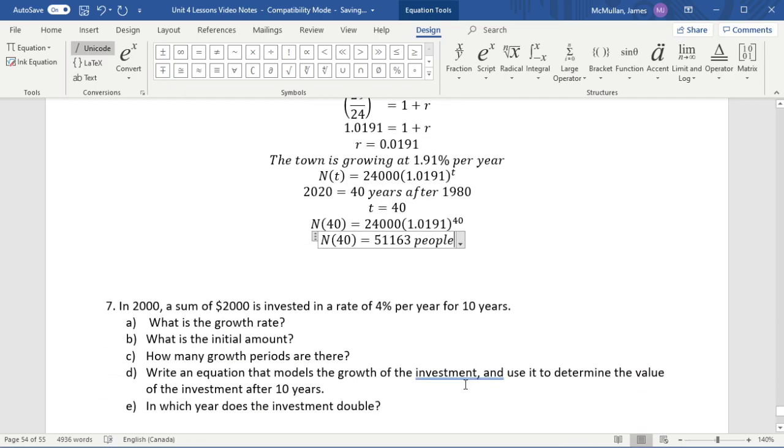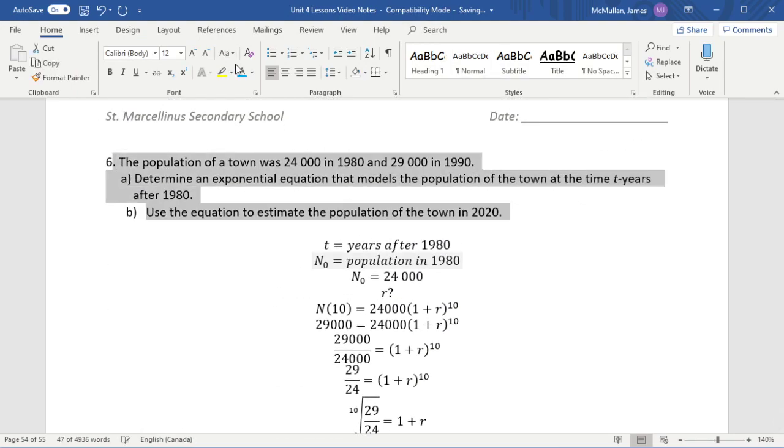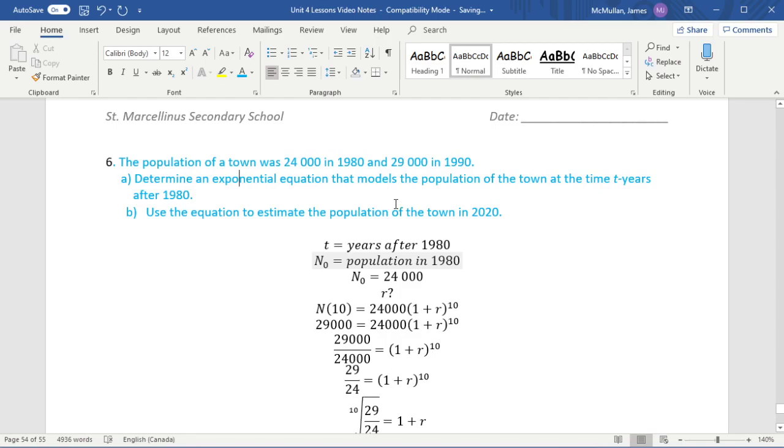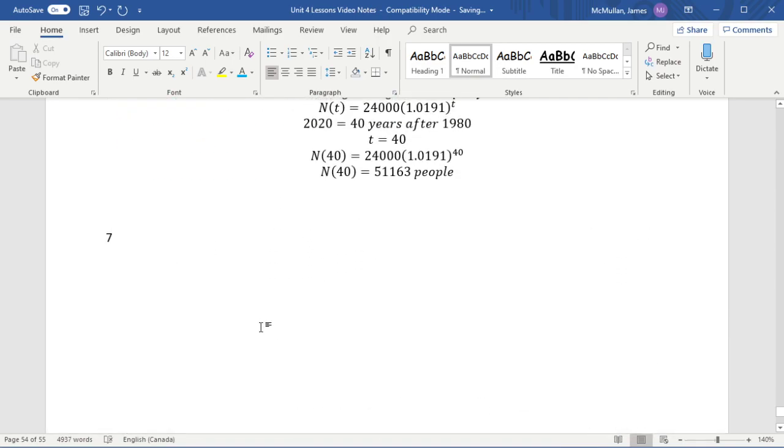Okay, now that's a really good question, by the way. I think it's a good assignment question. It's very similar to that. You should definitely try.